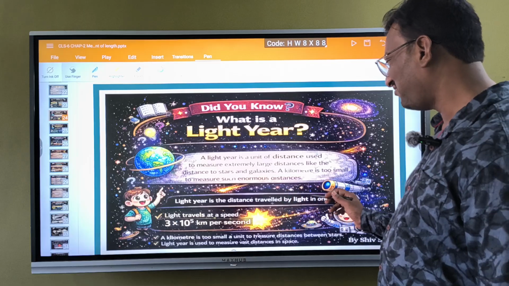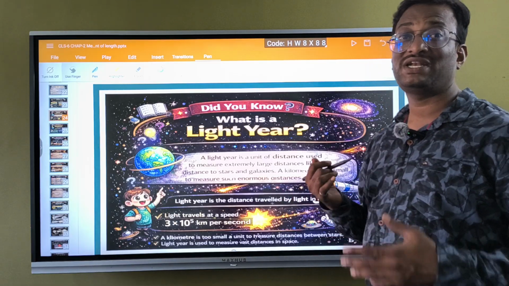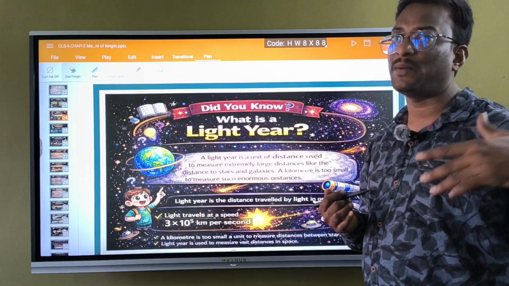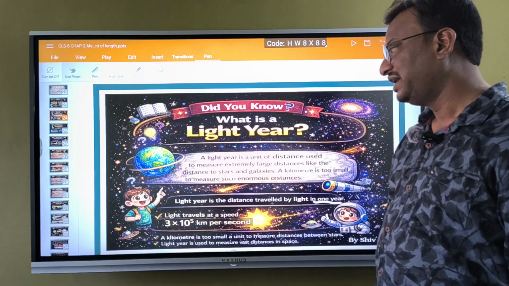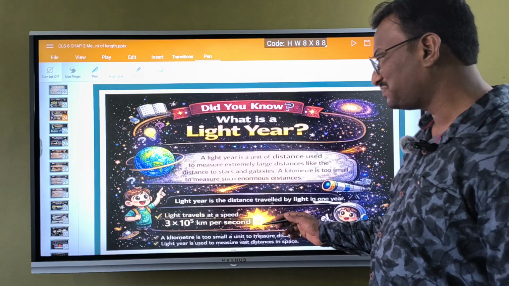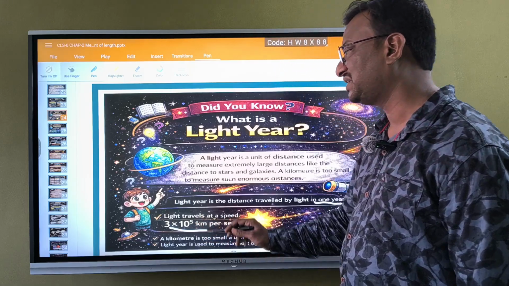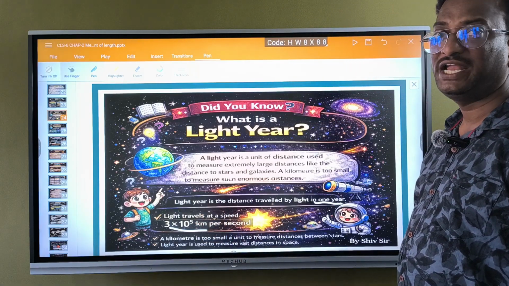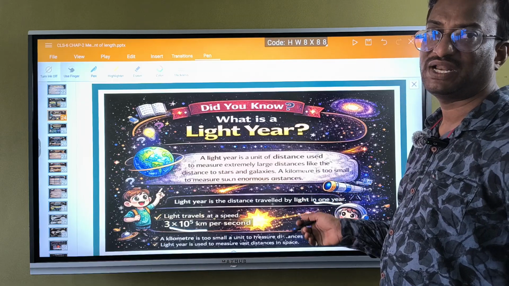Light year is the distance travelled by light in 1 year. So what is light year? If light travels for 1 year without stopping, the distance covered we call a light year. Light travels at a speed of 3 into 10 to the power of 5 kilometers per second. Remember that, this is also most important. So that is the speed of the light.